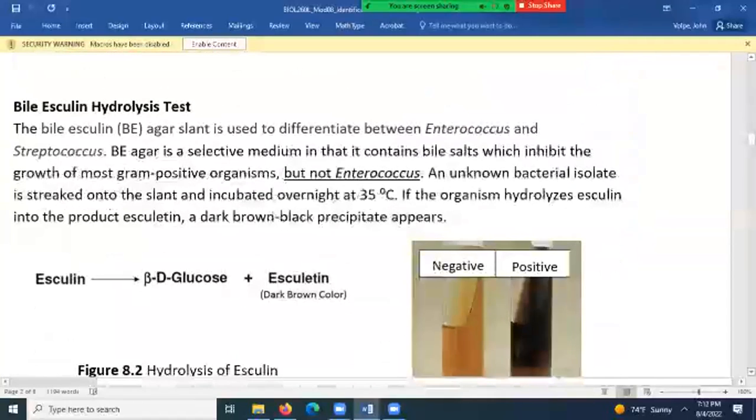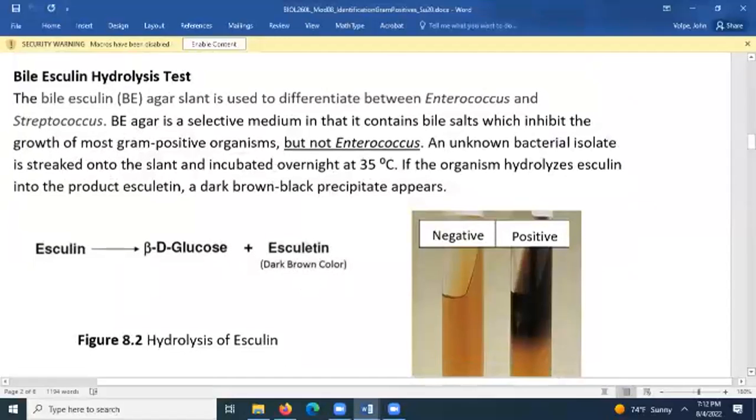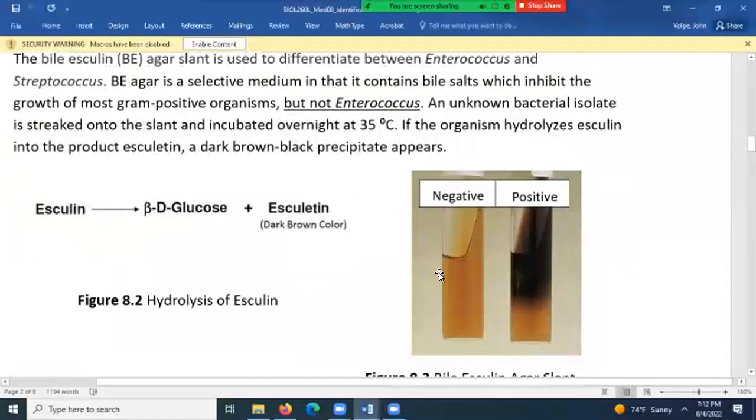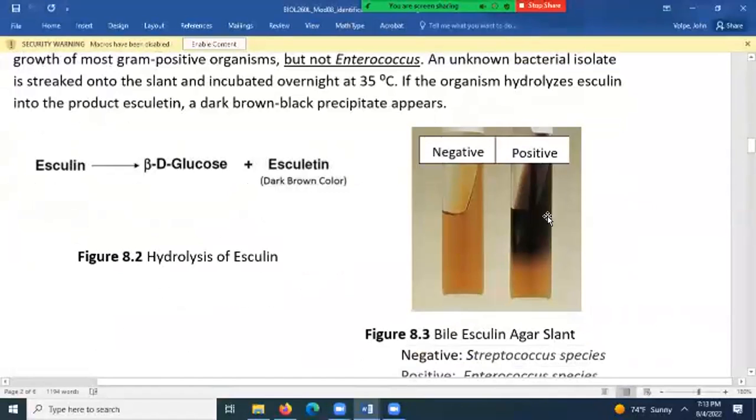All right. The next test we're going to look at is the bile esculin hydrolysis test. Bile esculin is an ingredient added to this tube, and the esculin will be broken down by the organism to esculetin. Esculetin is a very dark brown color, so if you see any black or very darkening of the agar, about 50% or more, we call it positive for the bile esculin test. And then if there's no change in the agar, it's negative for the bile esculin test.